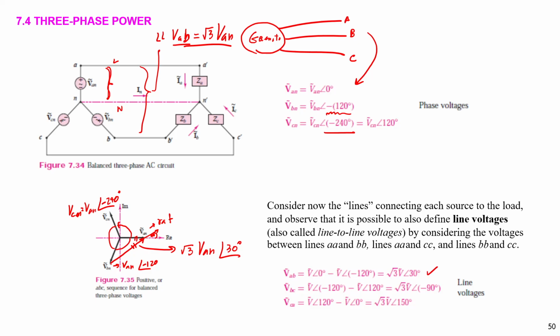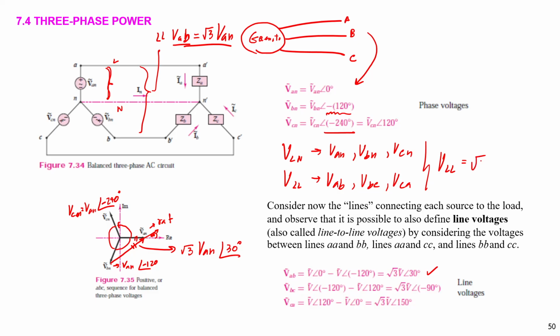So when we talk about three-phase power, we have V line to neutral, meaning VAN, VBN, or VCN, and V line to line, VAB, VBC, or VCA, like this. And V line to line equals square root 3 times V line to neutral.